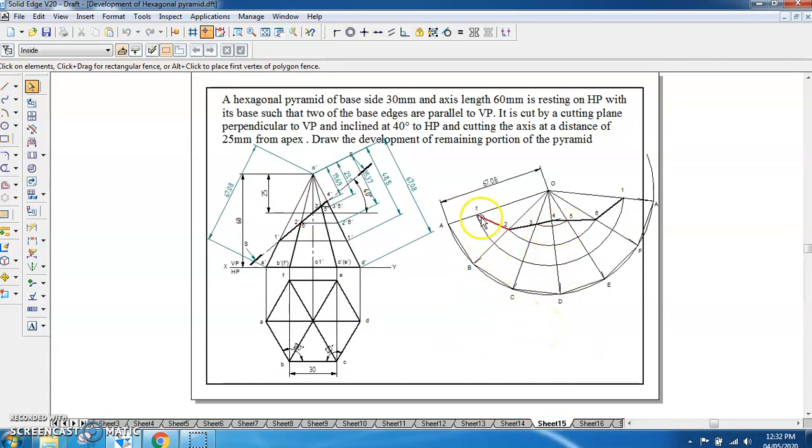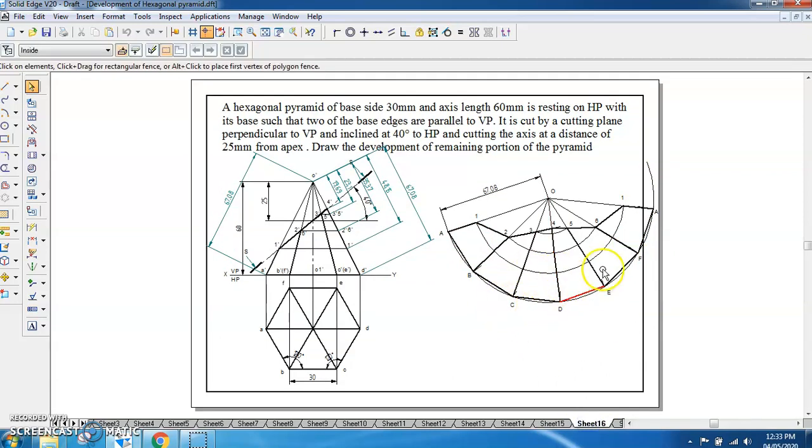So once you have got all these points, we will be connecting them by thick line: 1 to 2, 2 to 3, 3 to 4, 4 to 5, 5 to 6 and 6 to 1. So once we connect all these points using thick line, the remaining A to 1, B to 2, 3 to C, 4 to D, 5 to E, 6 to F, 1 to A, we will be making them thick, and A, B, C, D, E, F and A all will be made thick like this. So once you do all these things, you can erase the remaining lines which we have used for the construction, and you can show this is the development of remaining portion of the pyramid.